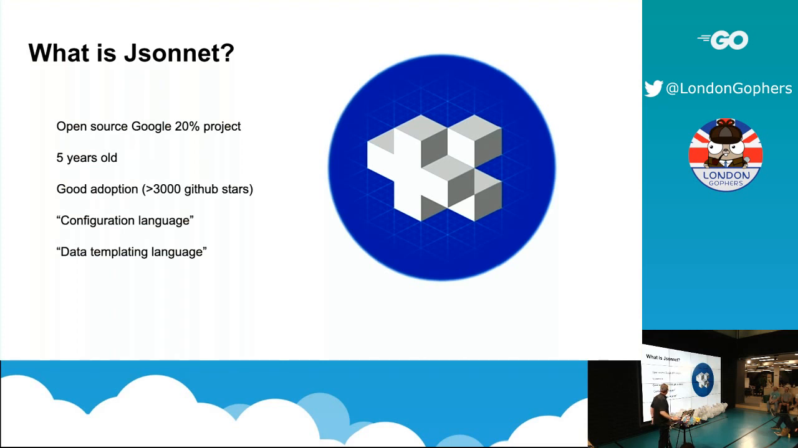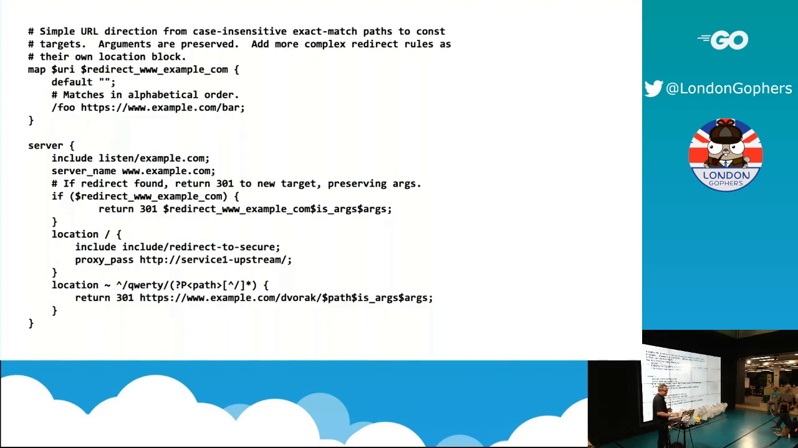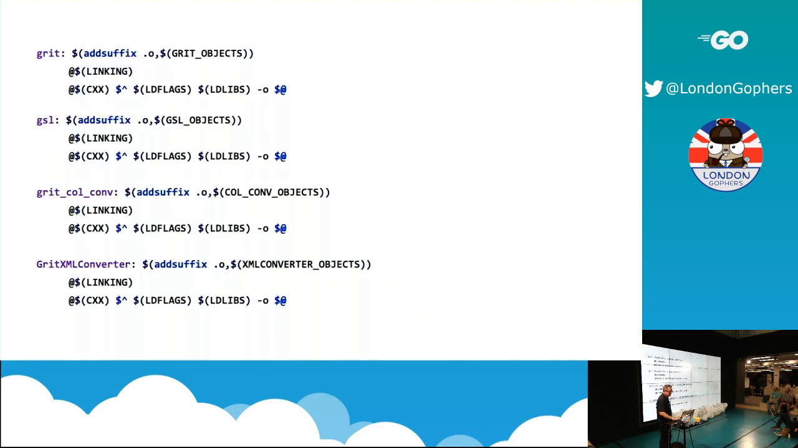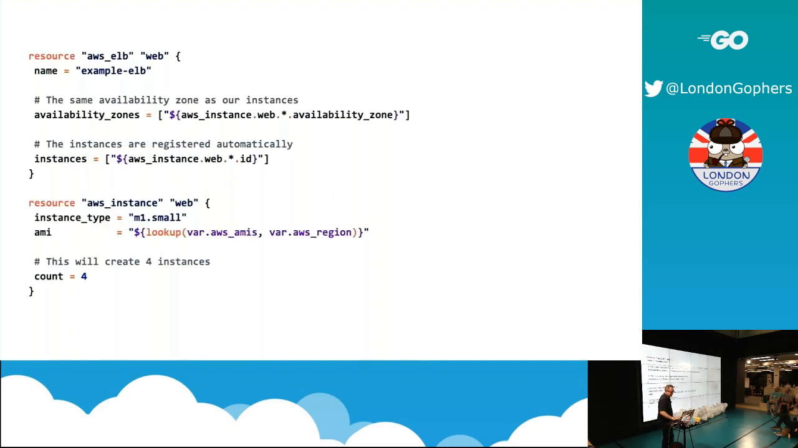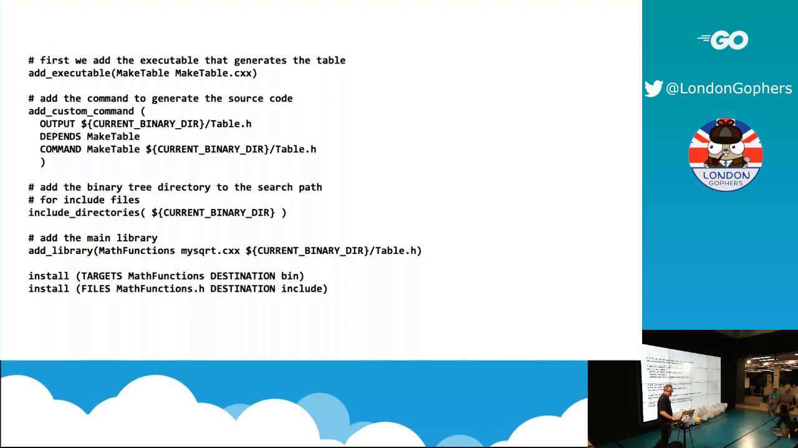But what do they actually mean? So this is a configuration language. Can anyone tell me what this is? Nginx, yep, good. What about this one? Make, yep. This one? Puppet. And this one? Yep, that was a lot of people. How about this one? CMake, you guys are good. All right, so we've got 5 tools here, basically 5 different configuration languages.